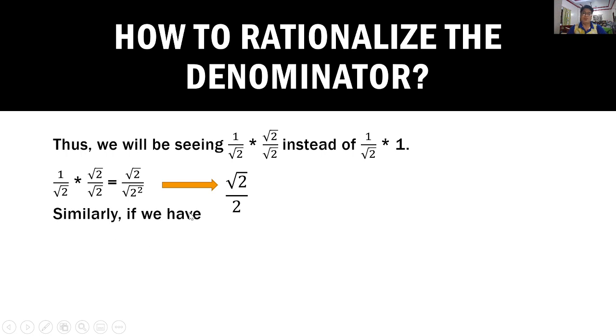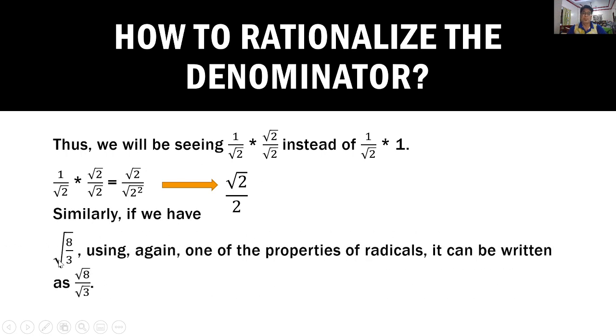Okay, similarly, if we have a given fraction, where the radicand is a fraction, square root of 8 over 3. Using, again, one of the properties of radicals, it can be written separately. If the given is a fraction and you can no longer simplify it or cancel, you can separate the numerator and denominator with the same index. So, square root of 8 over square root of 3.